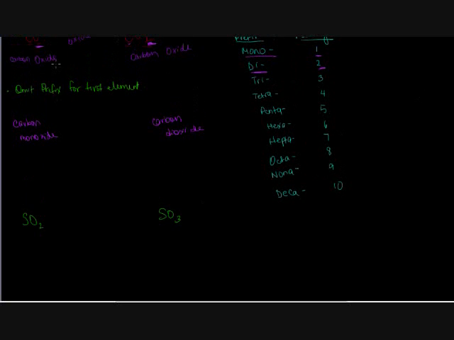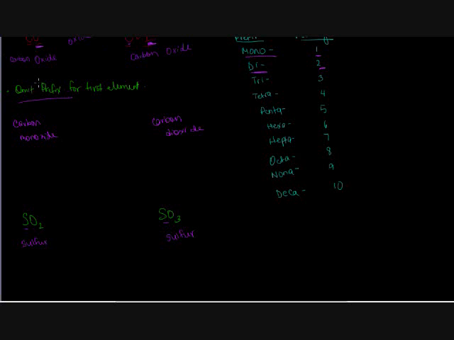So let's try naming a couple more compounds using what we just learned right there. So let's say I have SO2 and SO3. Okay? So using what we just learned, we're going to take our first element, which in both cases is sulfur, right? And you omit the prefix for the first element, so we have omitted the prefix.